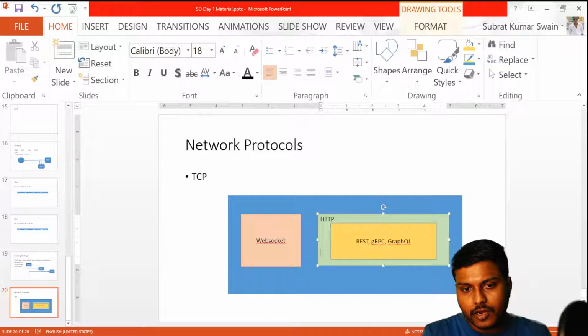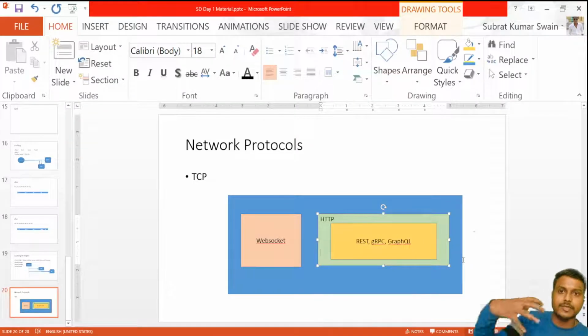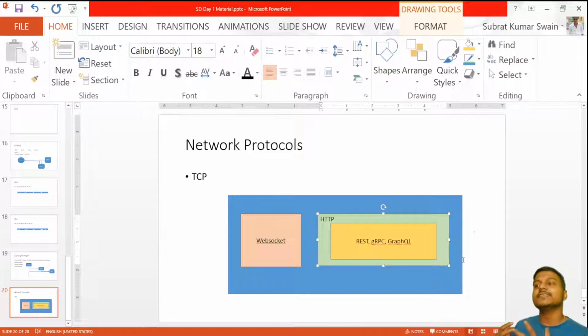This may be WebSocket, or it may be HTTP, or REST, or gRPC, or GraphQL. These are all built on TCP. So TCP is the most important protocol here, and all these protocols, WebSocket, HTTP, REST, gRPC, GraphQL, are all built on top of TCP, guys. Okay, understood this one or not? Understood, everyone?